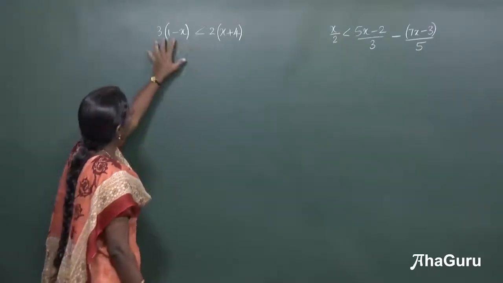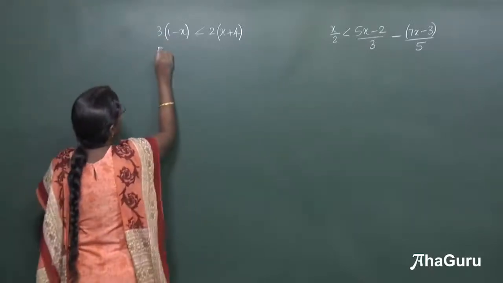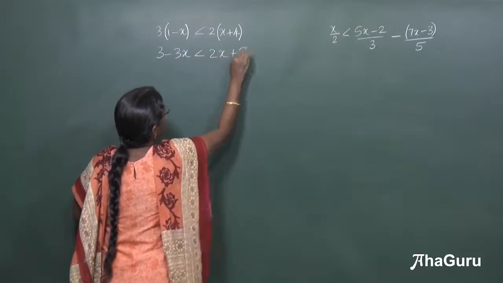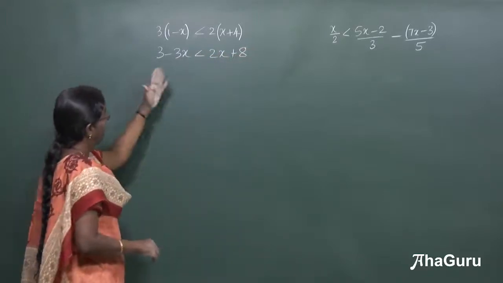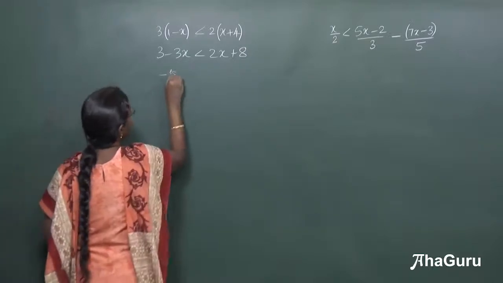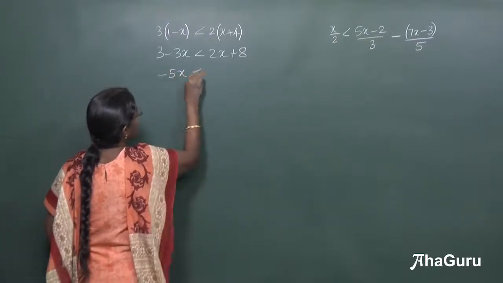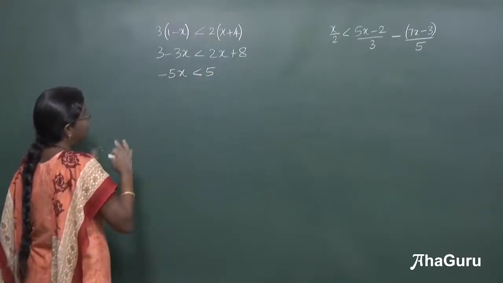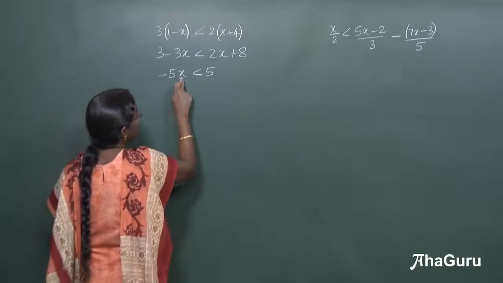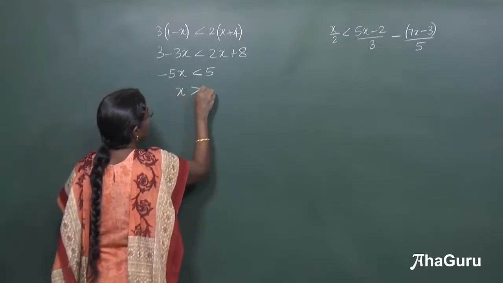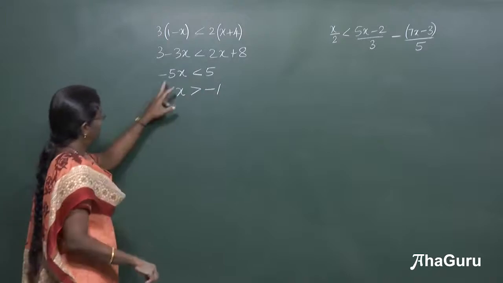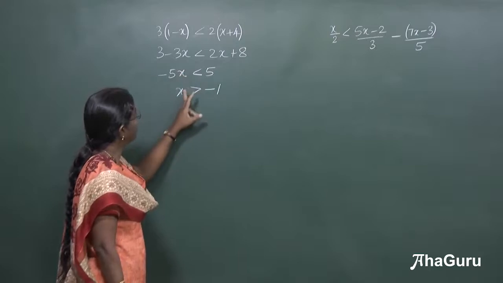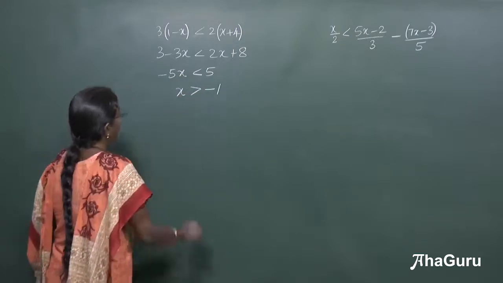To solve this inequality, just take this 3 inside and open the bracket. 3 minus 3x is less than 2x plus 8, correct? All x terms to one side. So, it will become minus 5x is less than 8 minus 3, which is 5. I will divide both sides by minus 5, and the inequality changes. X now will be greater than minus 1. Again I repeat, I am dividing both sides by minus 5, so x will be greater than minus 1.